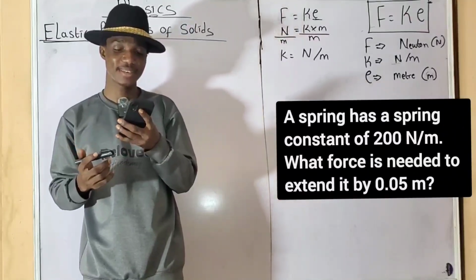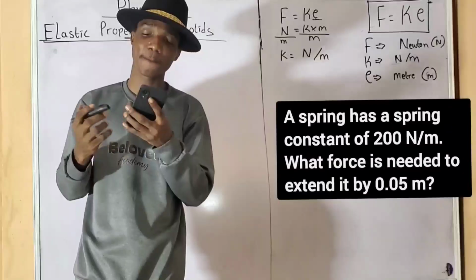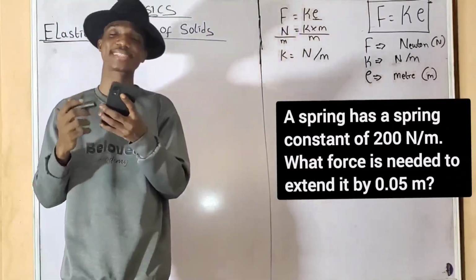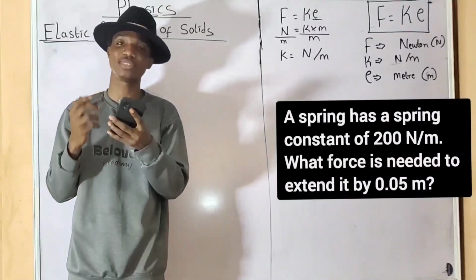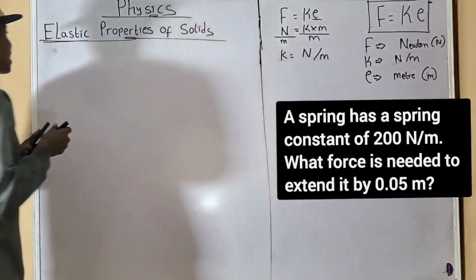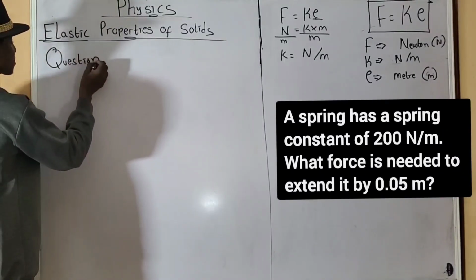A spring has a spring constant of 200 Newton per meter. What force is needed to extend it by 0.05 meter? Okay. Let us start by writing out the information that we are given in the question.